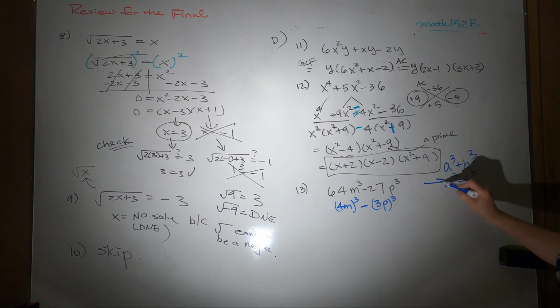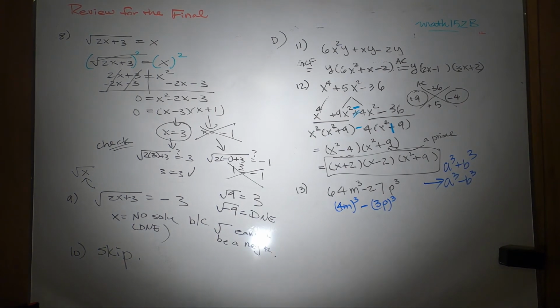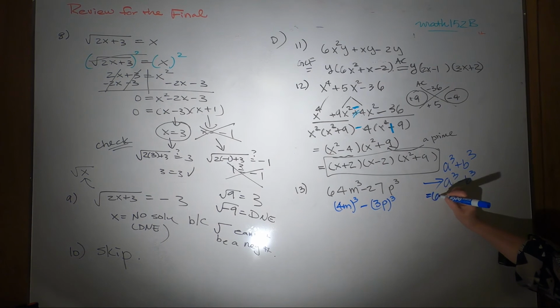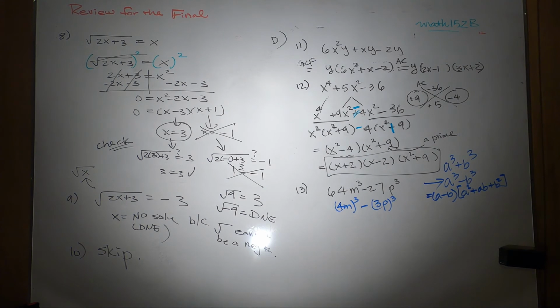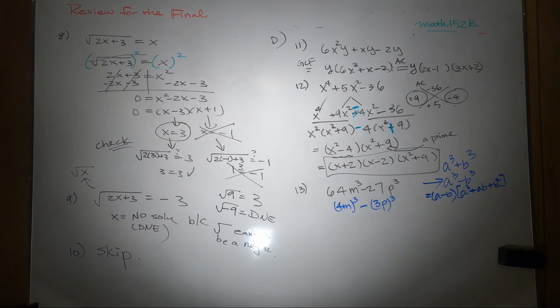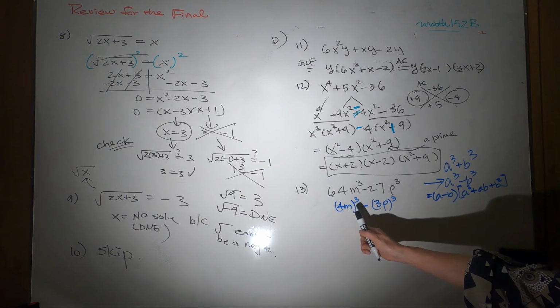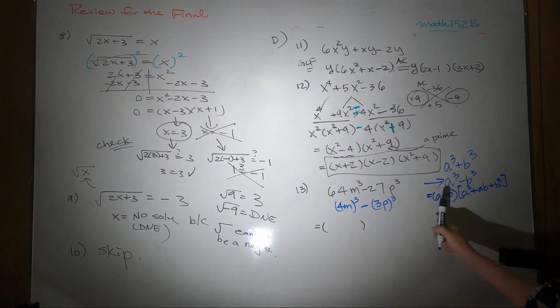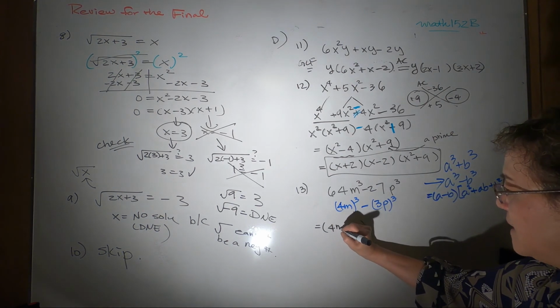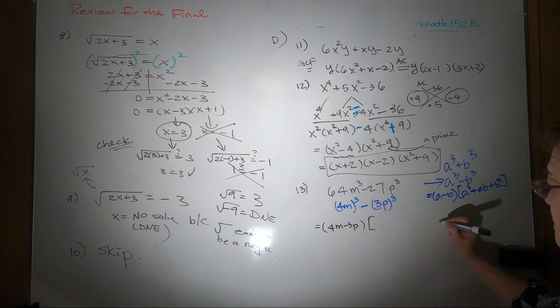Then we'll have to use this formula. Remember this formula? It will be a minus b times what? A squared, opposite sign, plus ab plus b squared. Look at your yellow sheet to see the formulas. Then we plug in: your A becomes what? 4m. B becomes what? 3p. So that would be A minus B, 4m minus 3p, right?